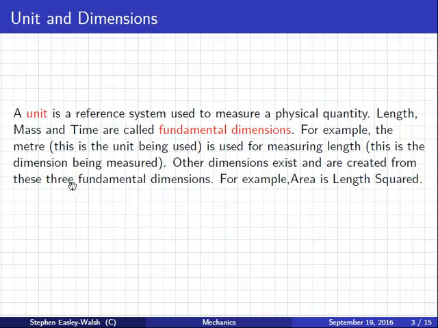Alright, so just before I go on, you might want to note the two key words are unit and fundamental dimension. And an example for the difference is, this would be like a meter, and this would be like length or mass or time. Okay, so please just make some note on the difference between the two.